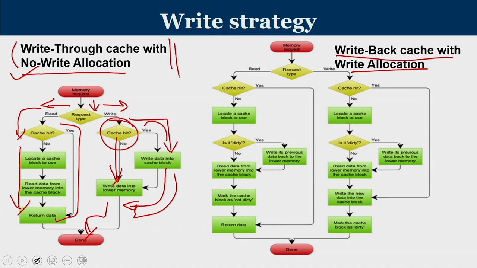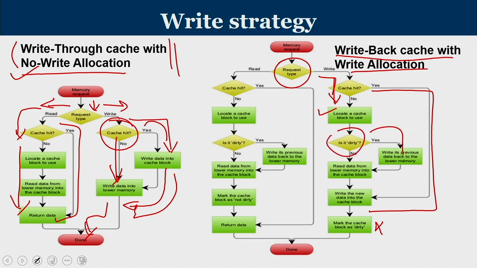Now, consider a write back cache with write allocation. First, you see what the request type is. Let us say it is a write operation. See if it is a hit. Yes, it is a hit. Write the new data into the cache block and mark it dirty. If it is a write miss, first you locate the cache block to use and see whether it is dirty. If it is dirty, you write the data back to memory, read the data from lower memory into the cache, and then write data onto it and make it dirty.